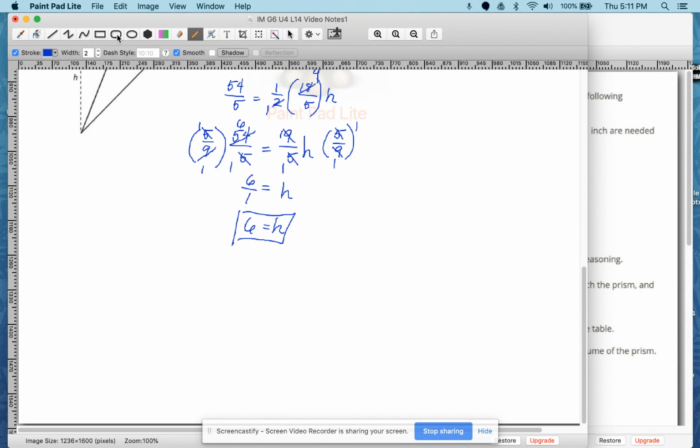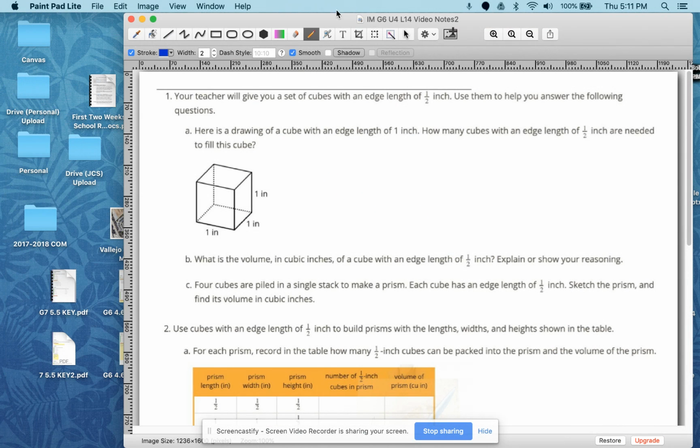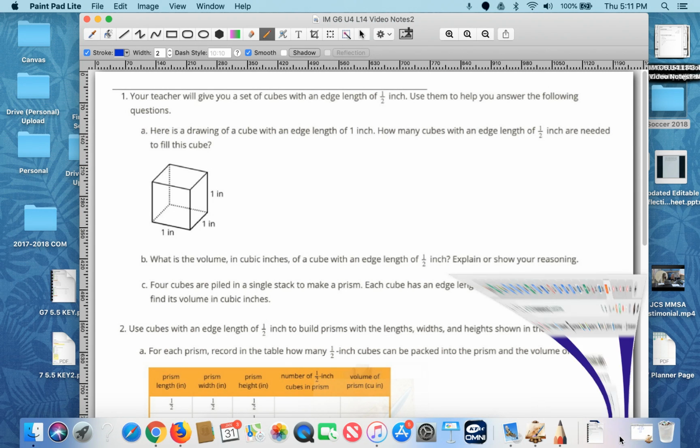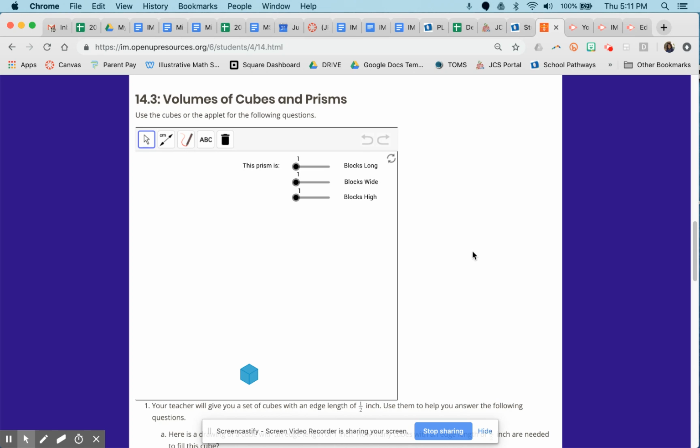Let's see, I need to minimize this window. Here we go. So let's take a look at this next section, and it says that your teacher is going to give you a set of cubes. Well, I can't very well do that when you're at home watching this video, but what I do have is this, what's called an applet.